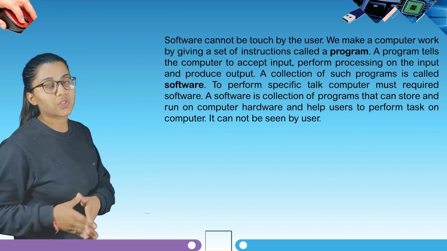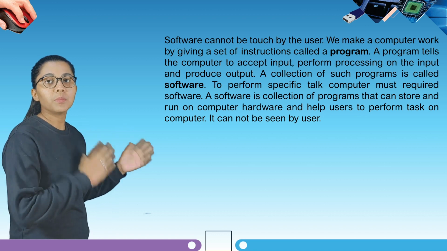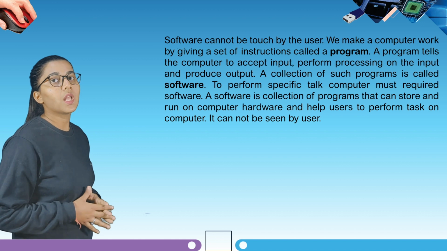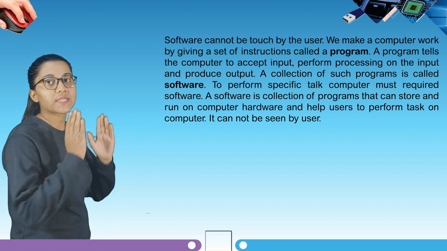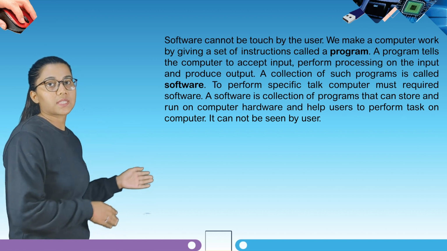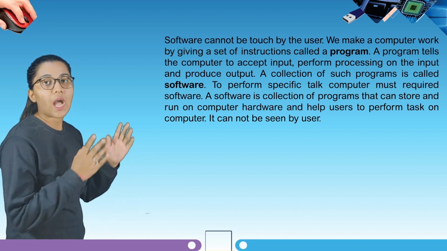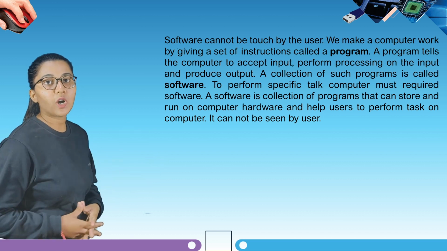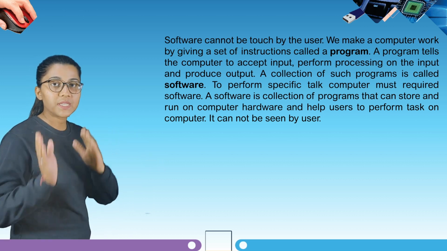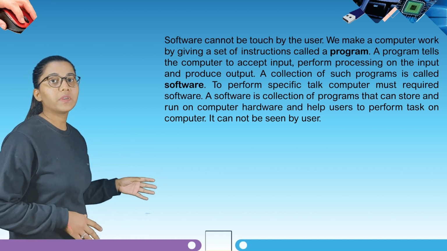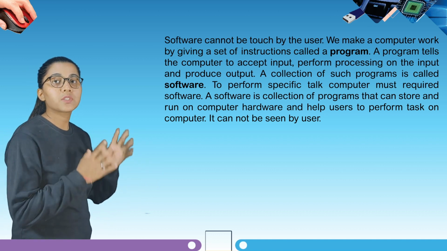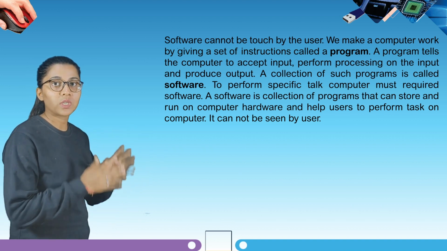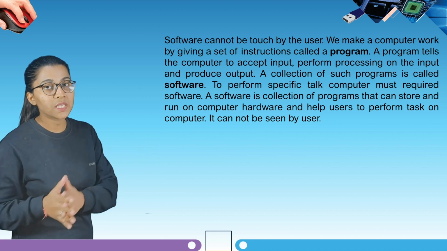Software cannot be touched by the user. We make a computer work by giving a set of instructions called a program. A program tells the computer to accept input, perform processing on the input and produce output. A collection of such programs is called software. To perform a specific task, a computer must require software. A software is a collection of programs that can be stored and run on computer hardware and help the user to perform tasks on the computer. It cannot be seen by the user.